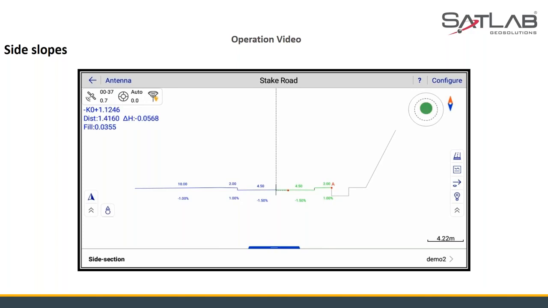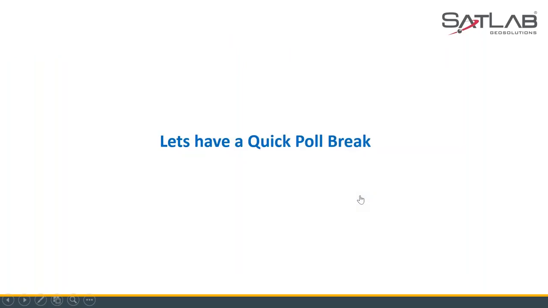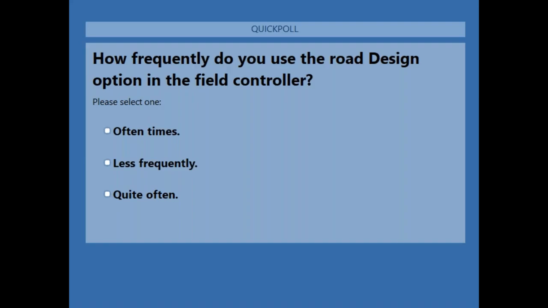Okay, so we are done with the fill side slope as well, and let's have a quick poll. This is something quite important because we need to know how frequently you use the road design option in the field controller. Are you using it oftentimes, or less frequently, or quite often? Because that makes us and our engineers do a lot of other things in our software, to incorporate other things as well. This is something important for us to know your opinions.